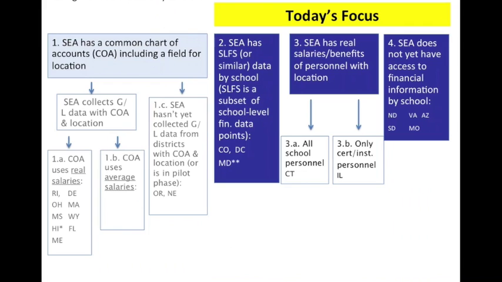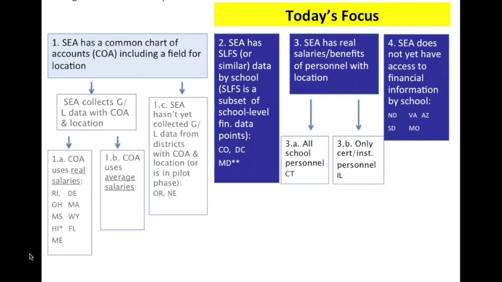But I'll just jump back a little bit. You may remember from earlier webinars, we put states into 4 boxes. Box number 1 on the left, that blue box, was if the SEA has a common chart of accounts, including a field for location. That meant that districts were already doing some work on parsing their finances by school level, and certainly a place where getting school level data seemed like an easier task. We talked about a lot of those districts in the last hour. Bucket number 2 is the SEA has SLFS or similar data by school.